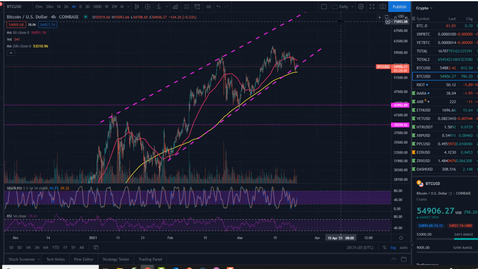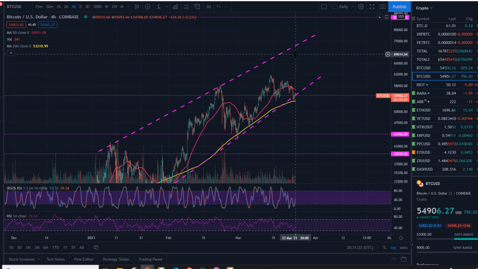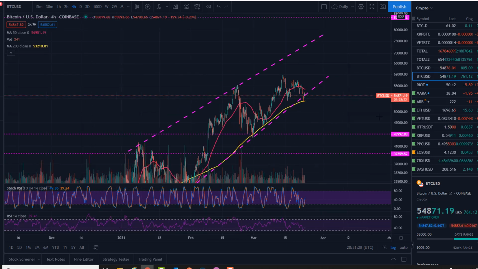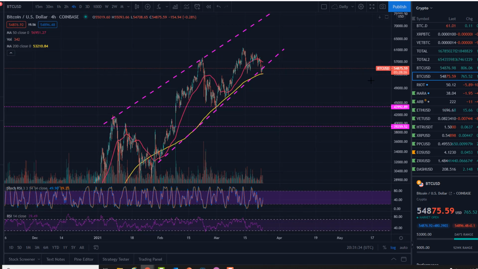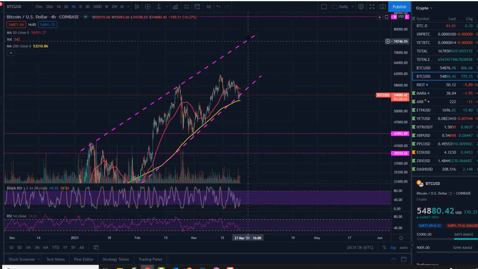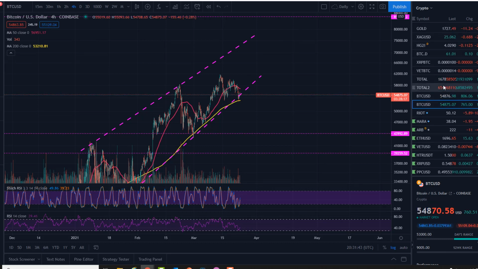I think it's due to test this upper boundary. I wouldn't be surprised if by the end of the week we're getting up towards 70. I think it's been in this larger accumulation for quite long enough now, since February actually. So it is well due to take its next leg up and then lead the alts with it. So watching out to see what Bitcoin does and how it plays out.